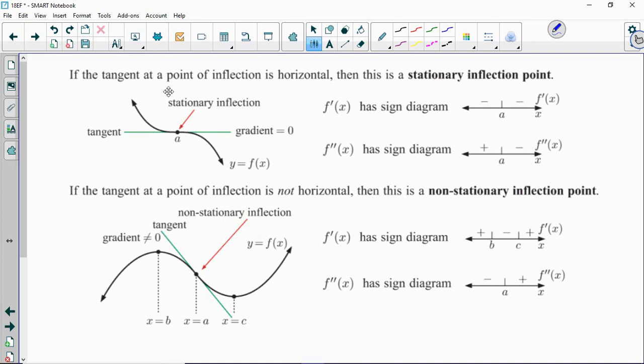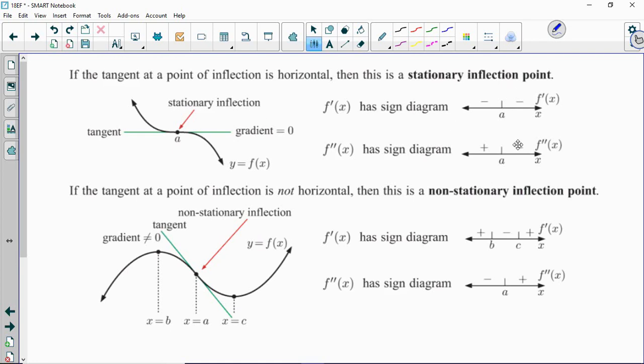So in this case, where we have the stationary point of inflection, our sign diagram for f double prime is changing from positive to negative, since we have a change of concavity here. The first derivative sign diagram is negative, negative, so I know that it's always decreasing.